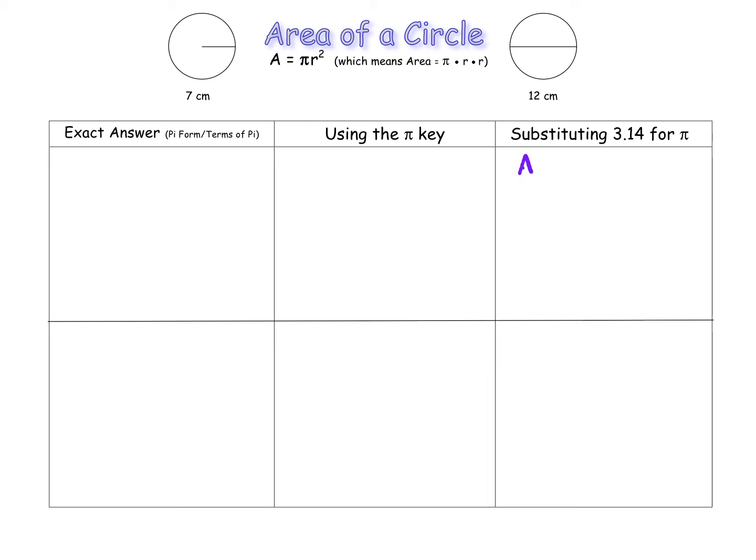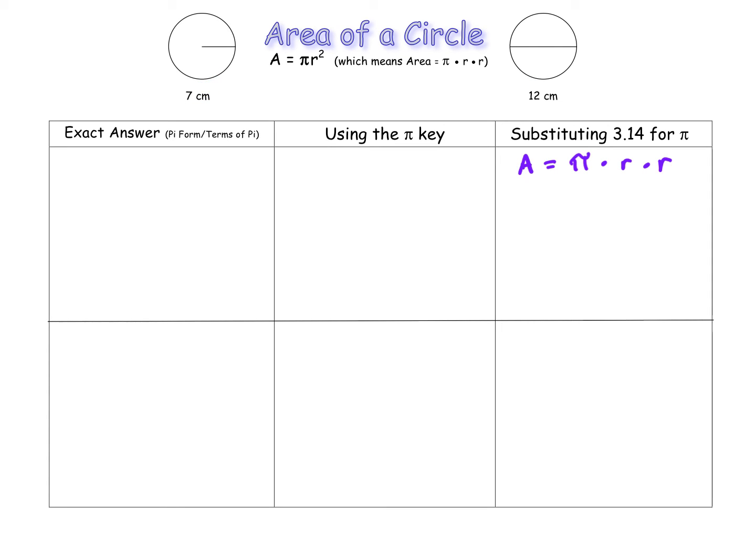Area equals pi times r times r. And to make this easier on ourselves, the next decision is we have to know whether we need the radius or the diameter. And the formula tells us we need the radius. So we're going to start with this circle up here that already shows the radius. We'll deal with what happens when we're not given the radius, but let's start with this one.